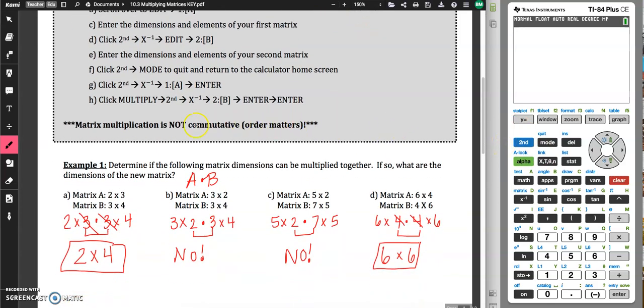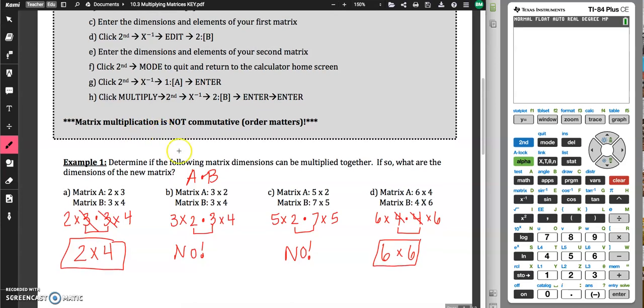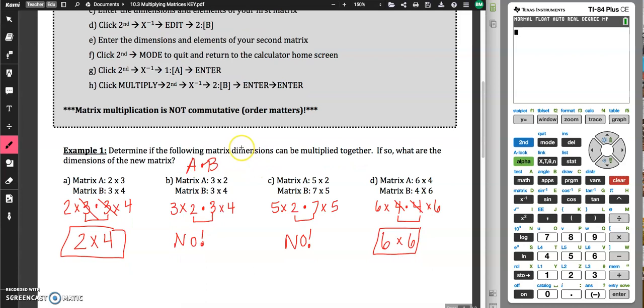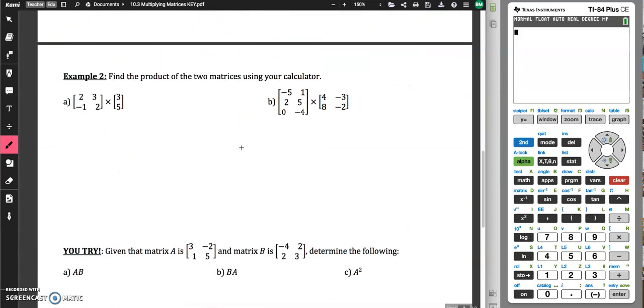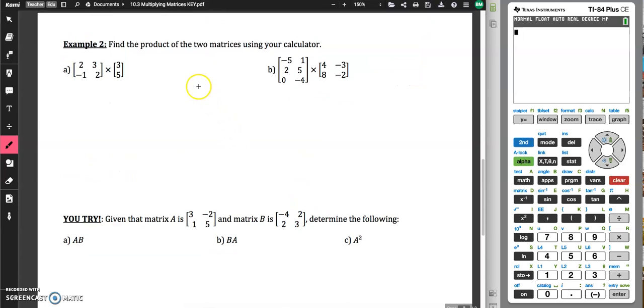Okay, the last thing, like we said before, the order does matter, right? So if I flip the order I'm multiplying in based on the dimensions, you might not be able to multiply in both ways. So let's try some. So it says find the product of the two matrices using your calculator. So here's our two matrices.